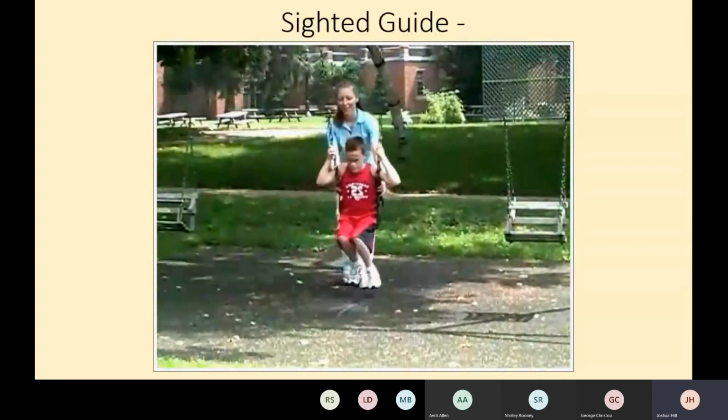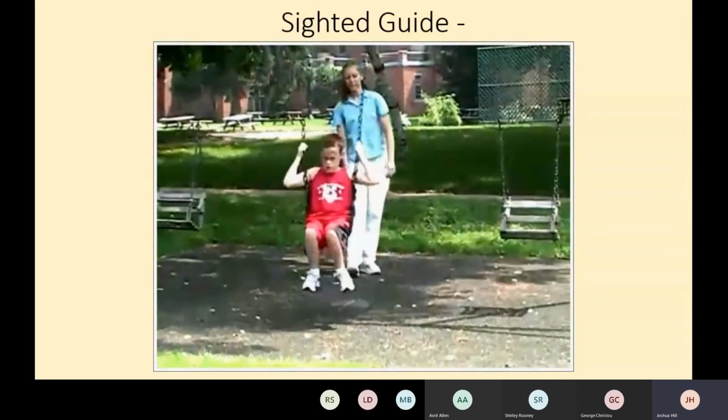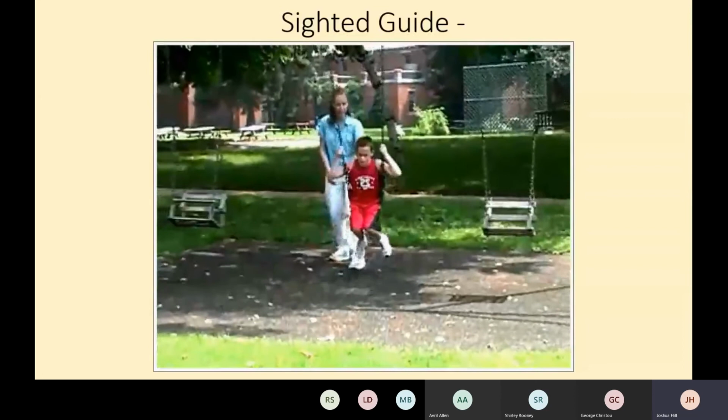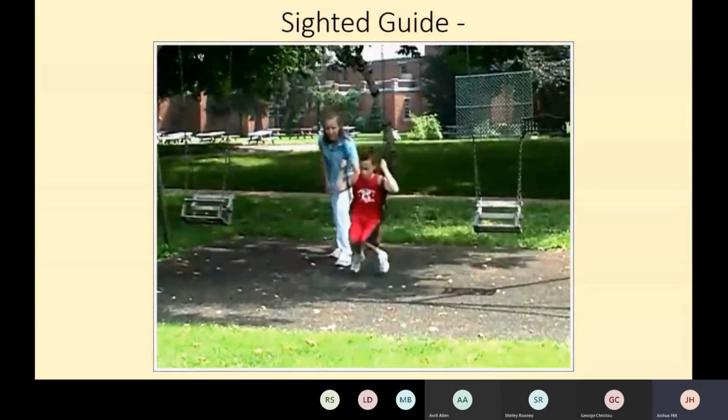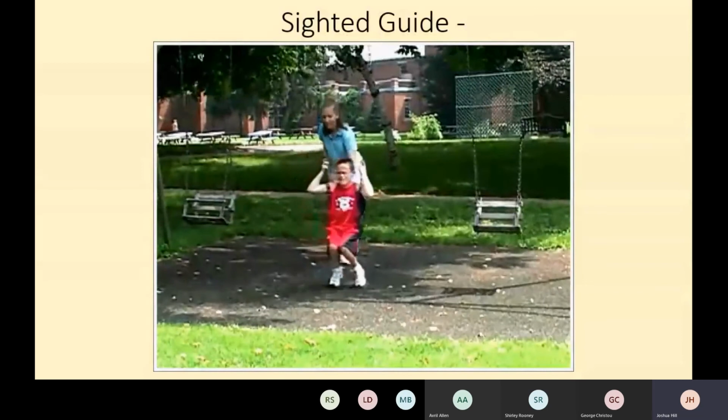While traveling using sighted guide, the guide can provide information about the surrounding environment. You should comment on the objects, sounds, and surfaces which can be found in the area.